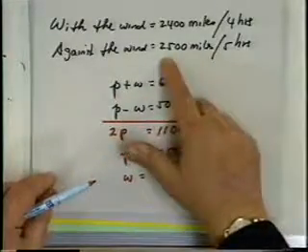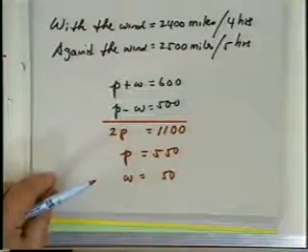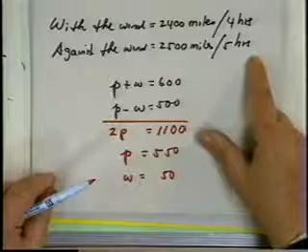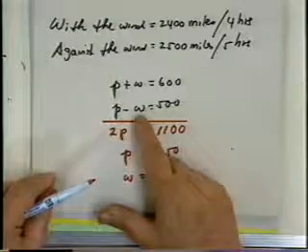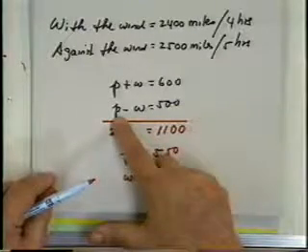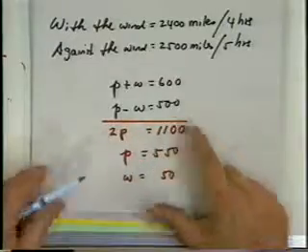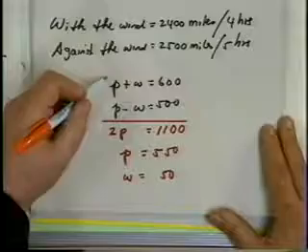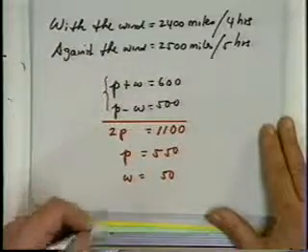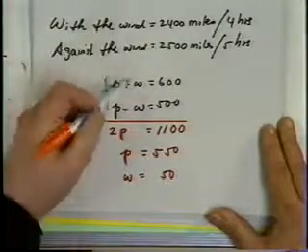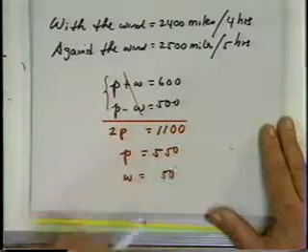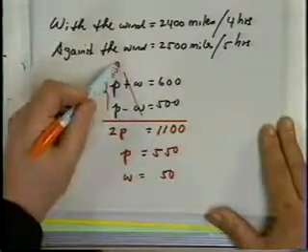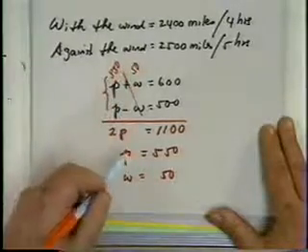Now against the wind, what happened? 5 goes into 2,500 500 times, so you traveled 500 miles, but against the wind means what? You're subtracting the wind speed from the plane speed, so that would be 500. Now if p plus w is 600 and p minus w is 500, we've already learned how to solve that. We simply add these two equations, the w's cancel, 2p is 1100, so p is 550, and once p is 550, it's easy to see that w is 50.